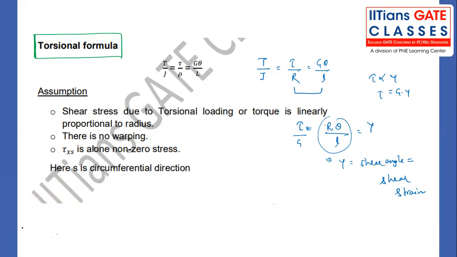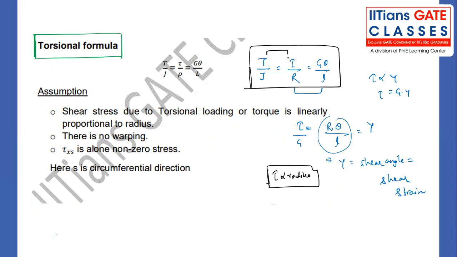Shear stress will be directly proportional to radius. Everyone knows that from this twisting formula. It is very much clear. There is no warping. If warping happens, the cross section changes, then which radius will you take? To avoid that confusion, we take only the one assumption that there is no warping. And how do we decide the direction based on this?